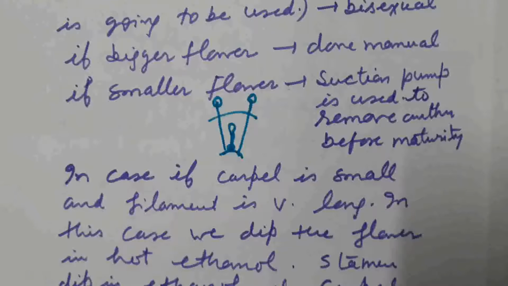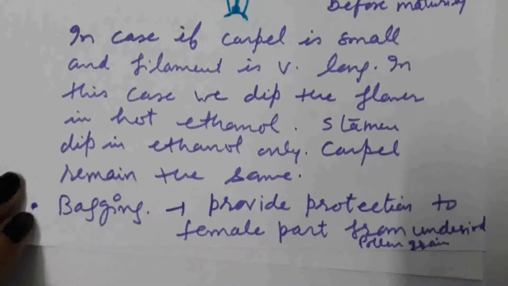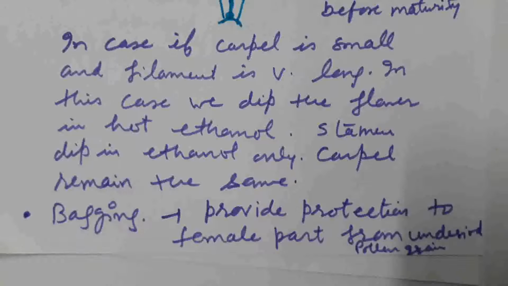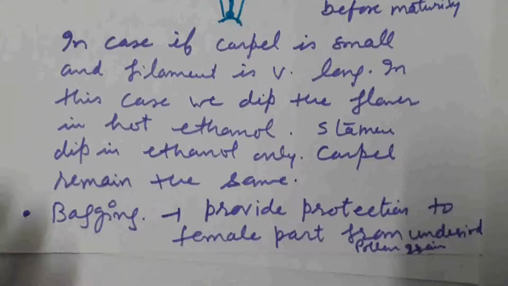The third step we do for artificial hybridization is bagging. What is the bagging process? A polythene bag is used to cover the female part of the emasculated flower. This bagging provides protection to the female part of the flower from undesired pollen grains. Any undesired pollen grain can land on the stigma, so it protects the emasculated female part of the flower to avoid contamination from undesired pollen grains.